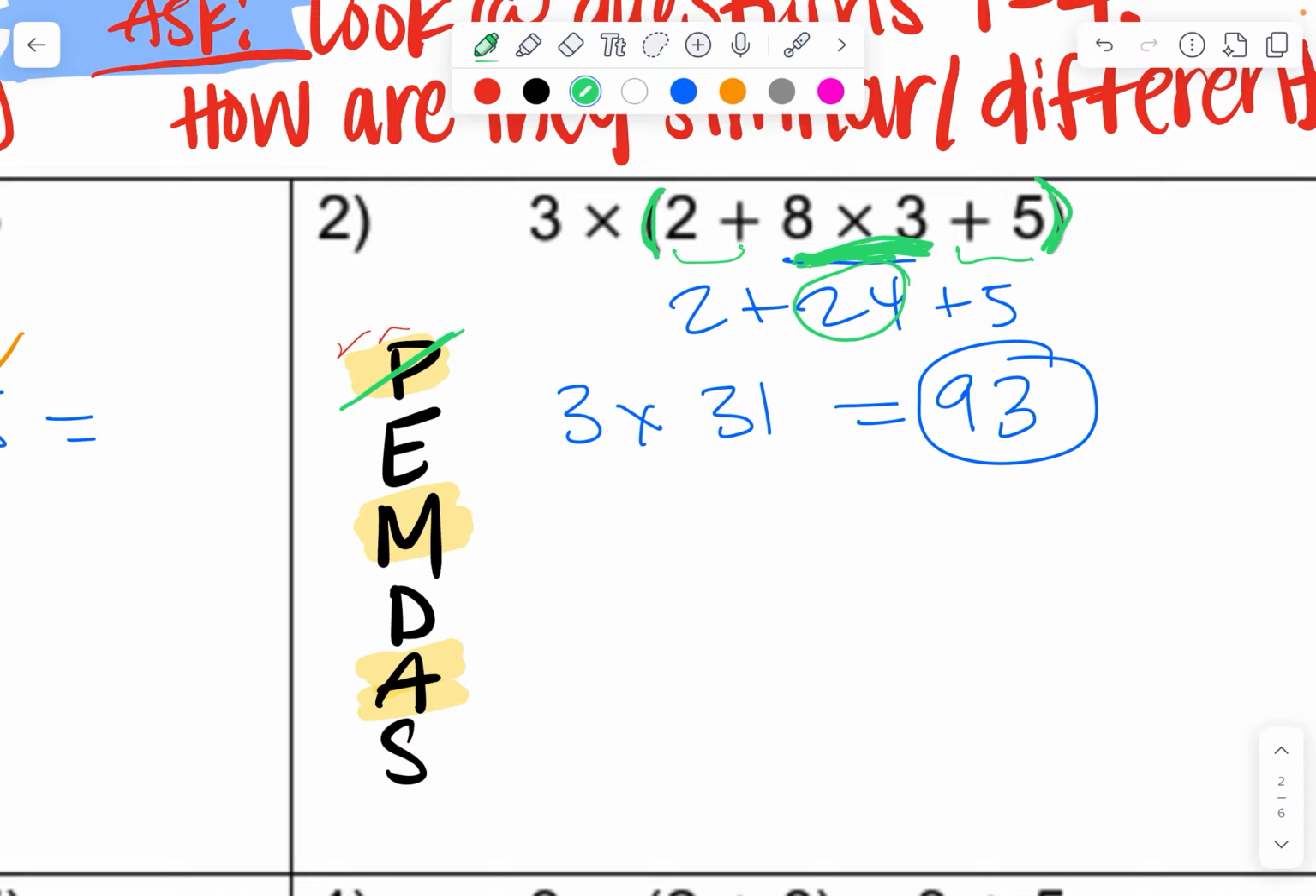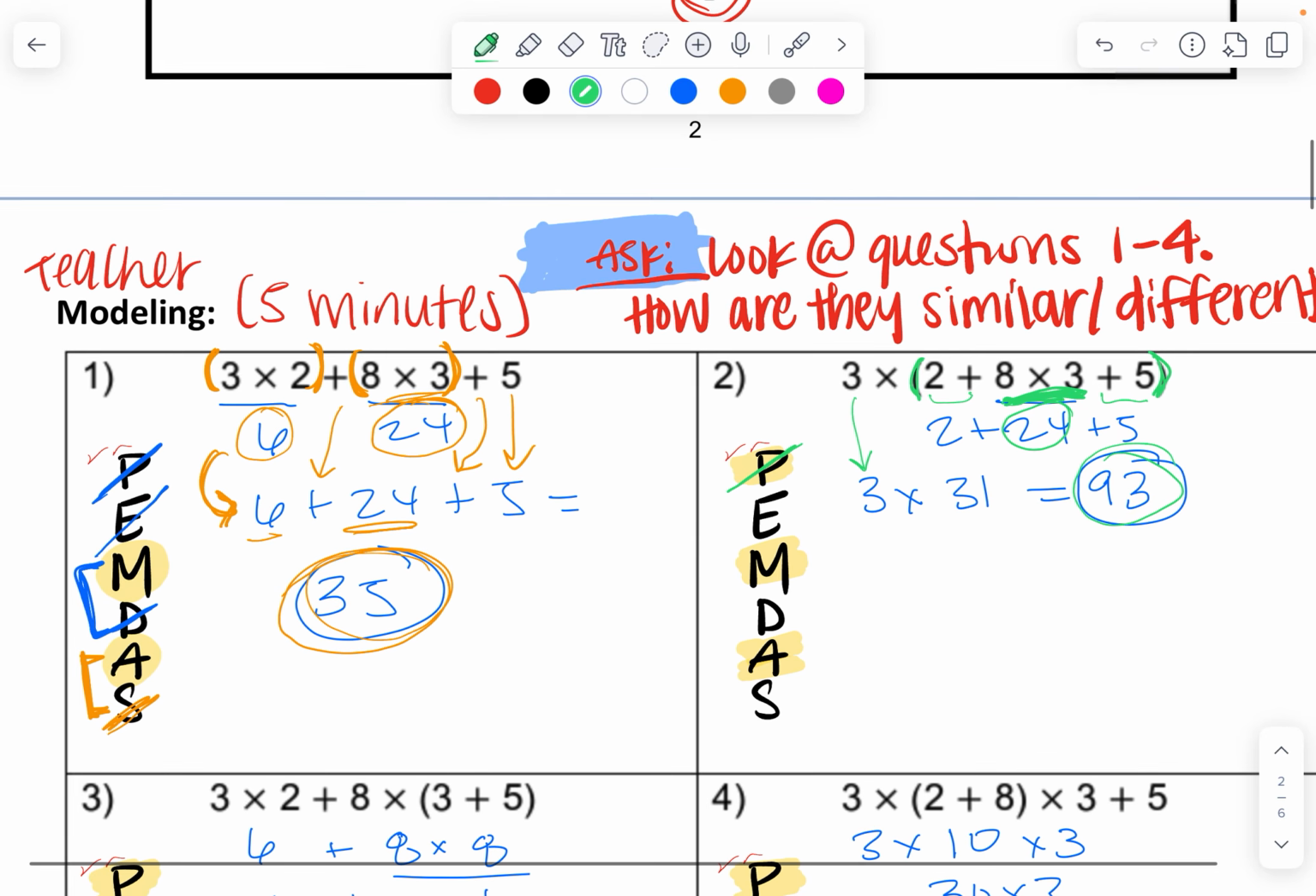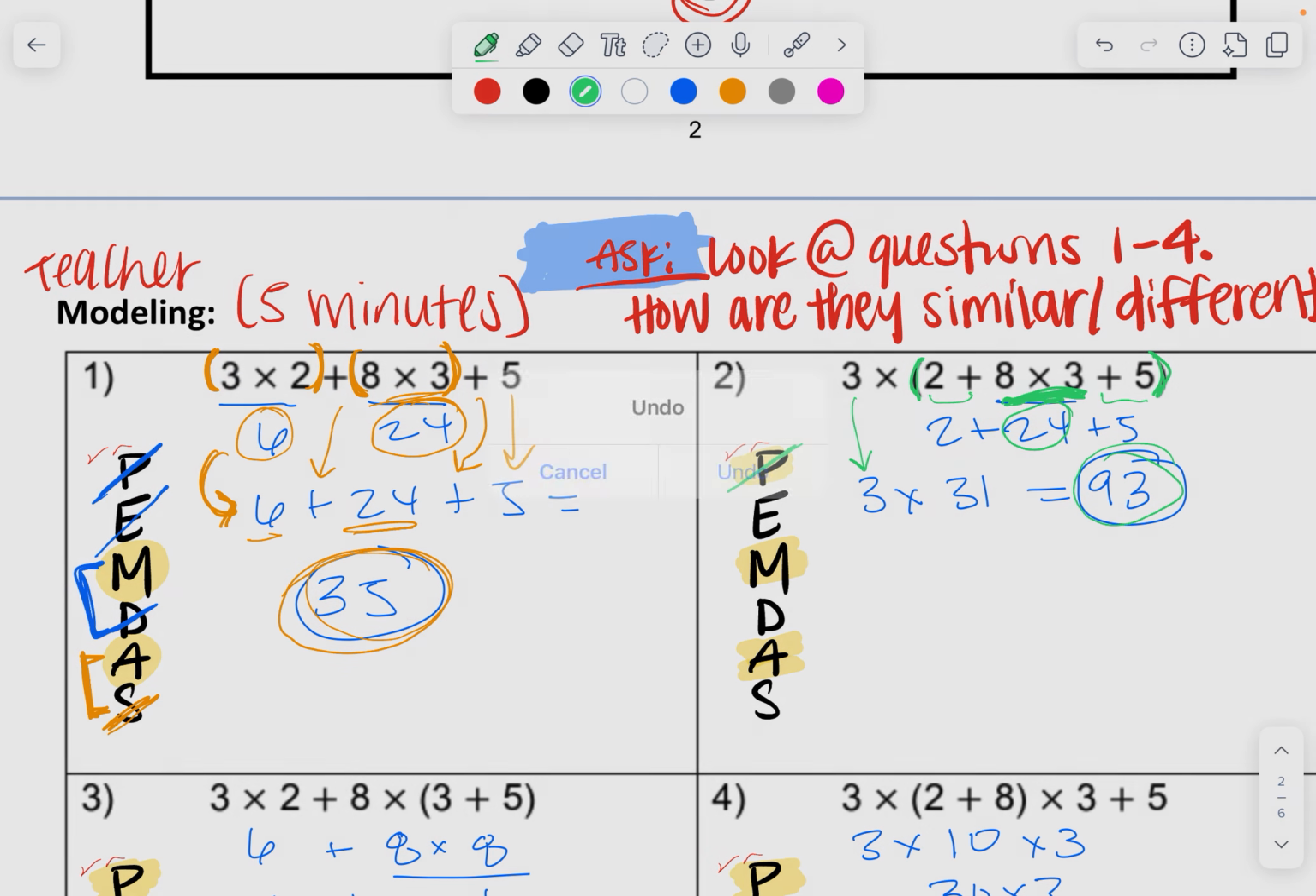I end up getting 31, right? 2 plus 24 plus 5 is 31. Don't forget about this 3 that was outside the parentheses. We need to bring that back down. So then 3 times 31 gives me 93. Right? So same numbers for questions 1 and 2. Same operations for questions 1 and 2. But the parentheses placement changed my answer.